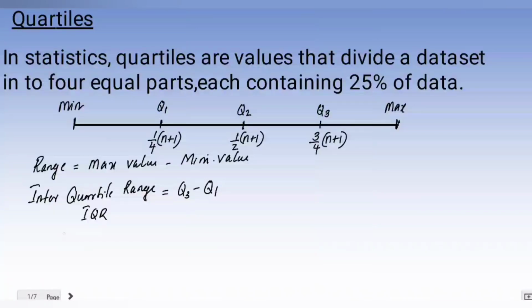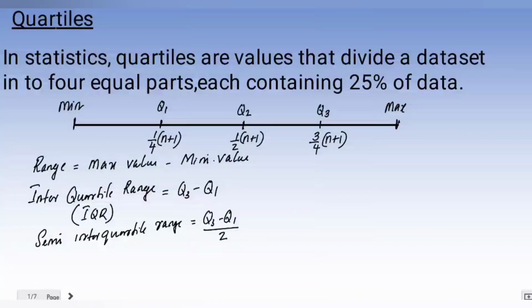Now one more thing there, that is semi-interquartile range. How do we calculate this? It is the interquartile range, that is Q3 minus Q1, divided by 2. This is the formula for calculating semi-interquartile range.